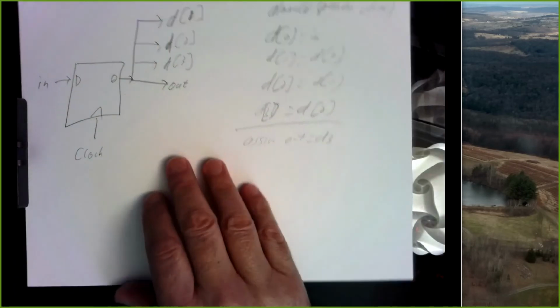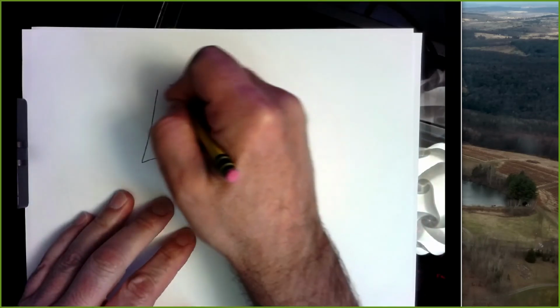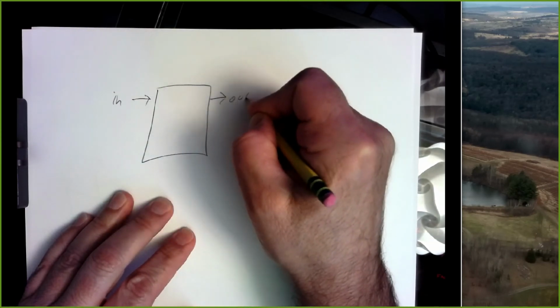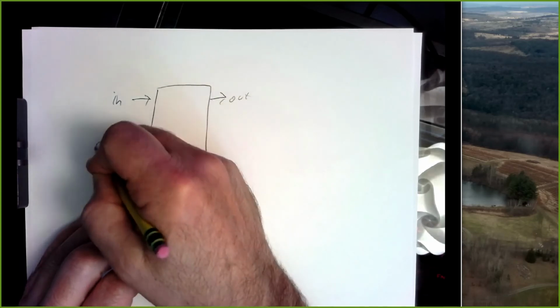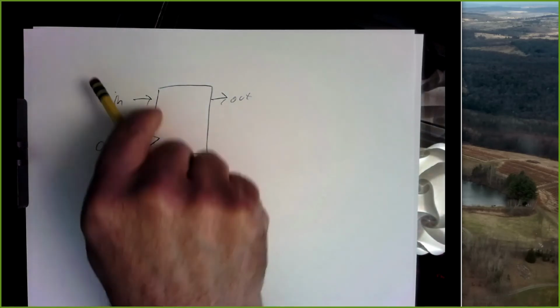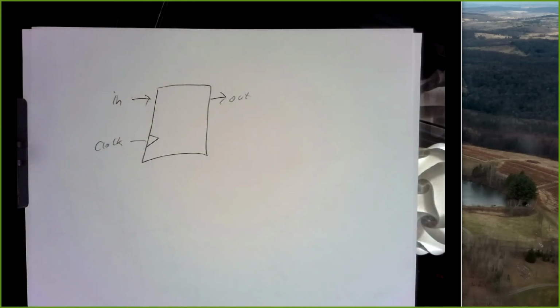And so the system diagram might look like this. 1 bit goes in, 1 bit comes out. And the clock, which is just bouncing up and down, up and down, up and down.